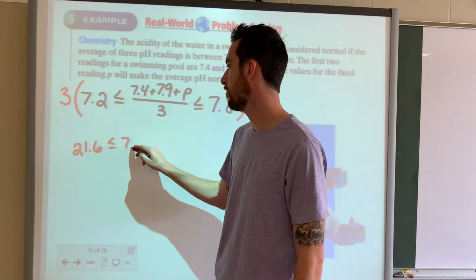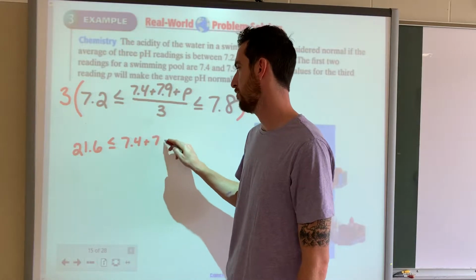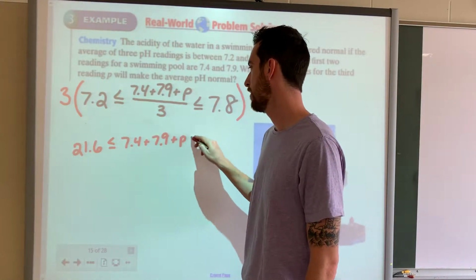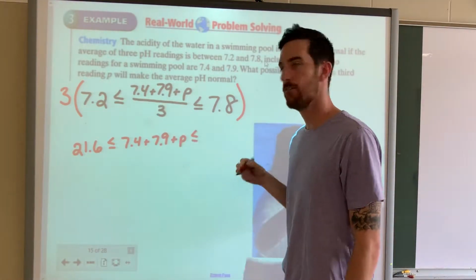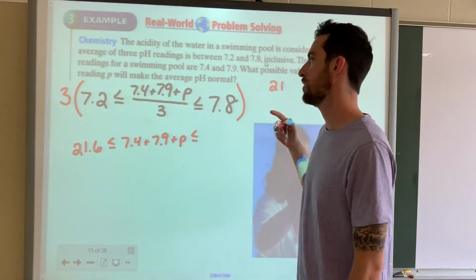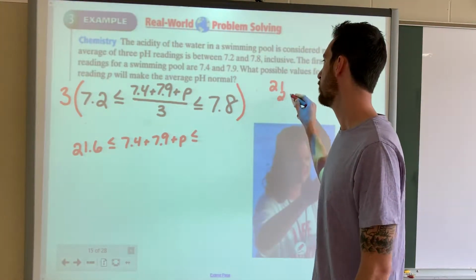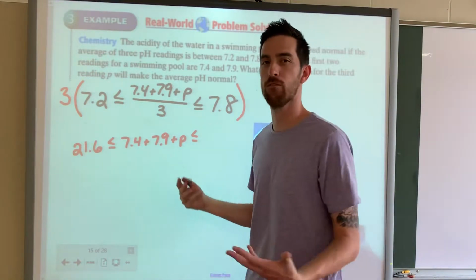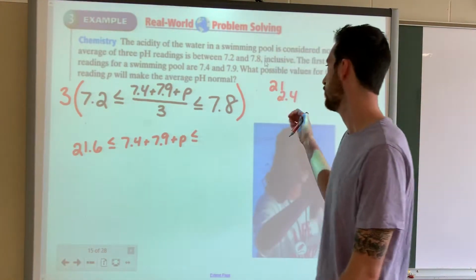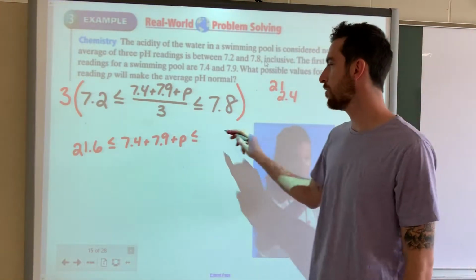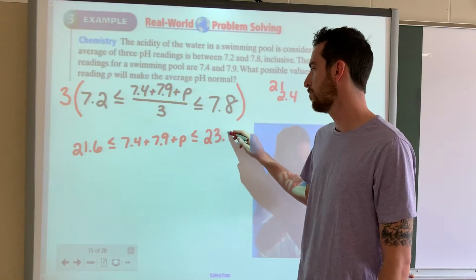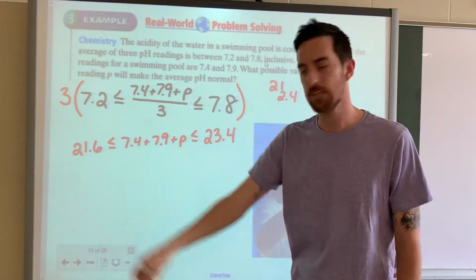So we have 7.4 plus 7.9 plus P. Over here, 3 times 7 is 21. 3 times 0.8 is 2.4, right? 3 times 8 is 24. So 3 times 0.8 would be 2.4. If we add those up, we get 23.4. Great, there's our next line of work.